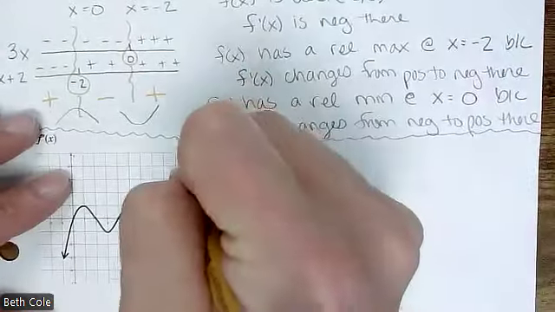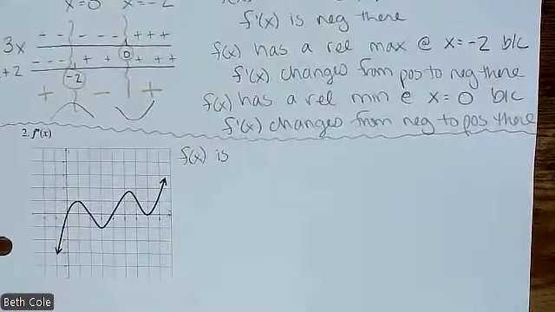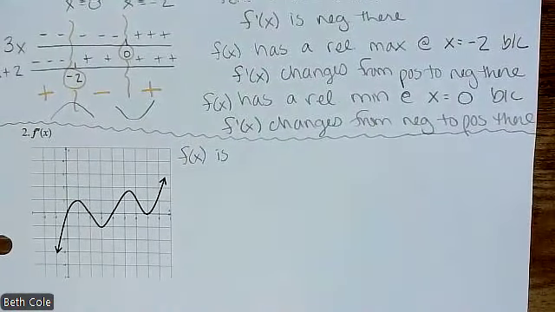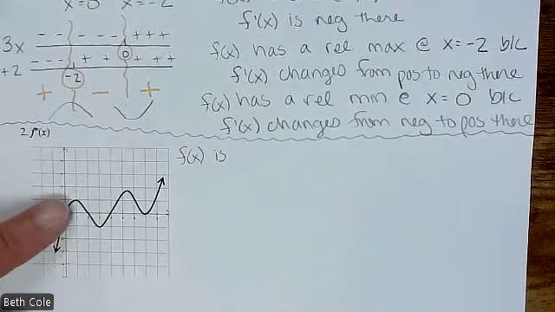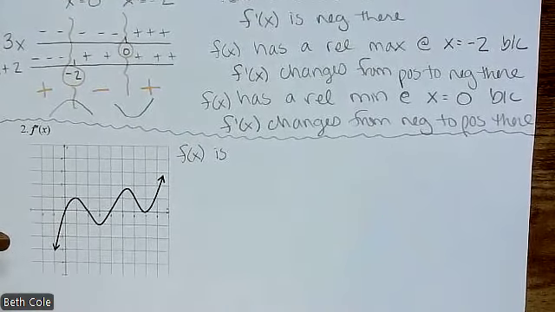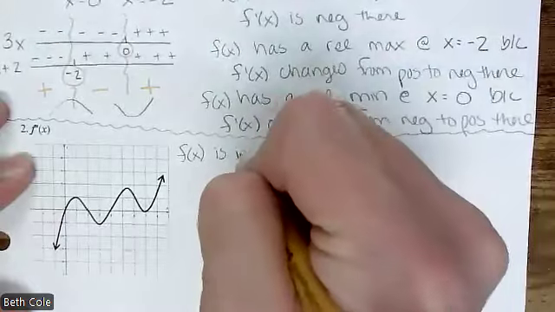So let's write our first sentence. F of x is, you're talking about a graph that you're not looking at. This is your source that you're citing, but you're talking about a graph that is not this graph. All right. F of x is increasing.